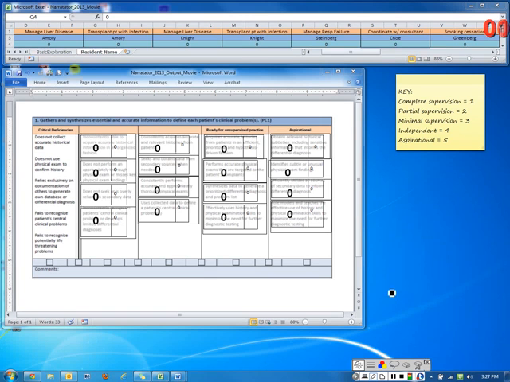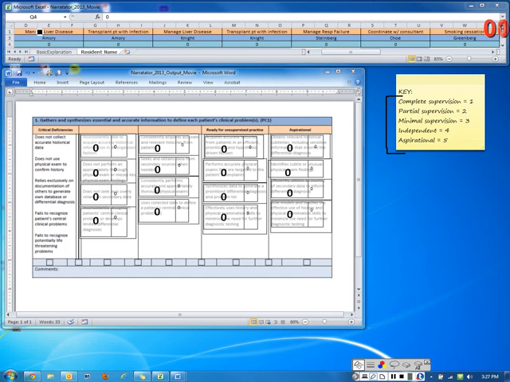For this demonstration, I am using numbers to represent levels of supervision marked on an evaluation form. I am using numbers to communicate with the logic of the spreadsheet. Complete supervision is represented by a 1 for the spreadsheet, partial supervision a 2, minimal supervision a 3, independent 4, aspirational 5. These numbers aren't meant to represent values.